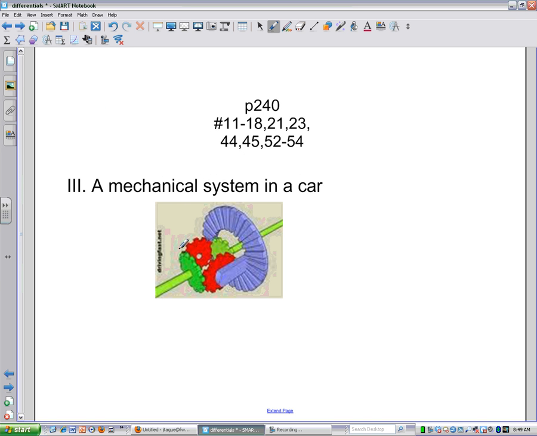And then the third part is the differential is also a mechanical system in your car. I don't actually know what it does. I think it helps when you're going around corners, so that the outside wheels turn faster than the inside wheels, so that your car actually turns.